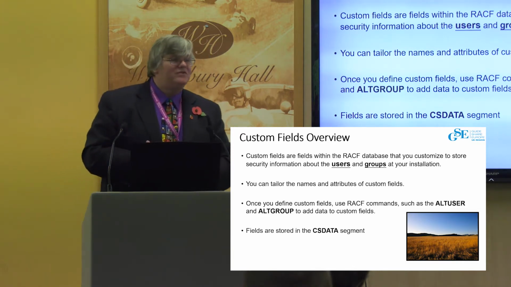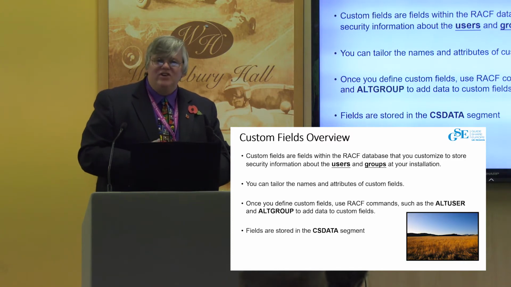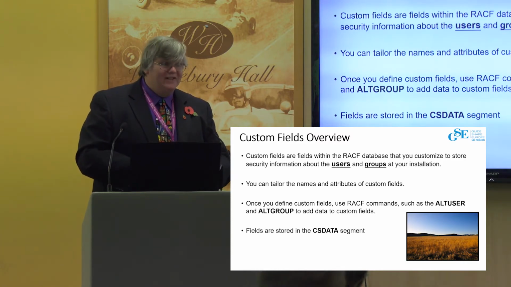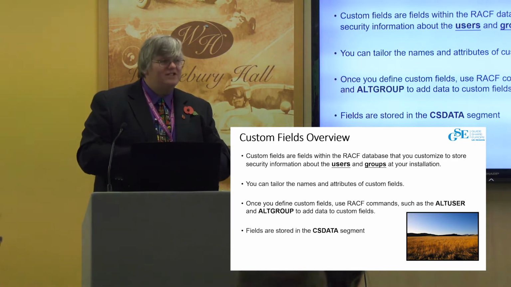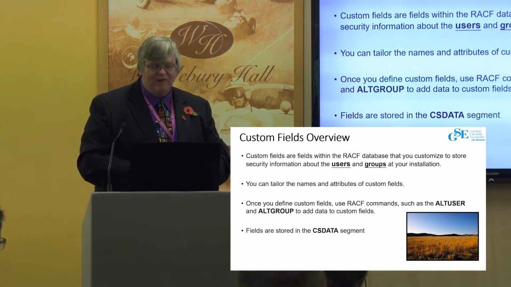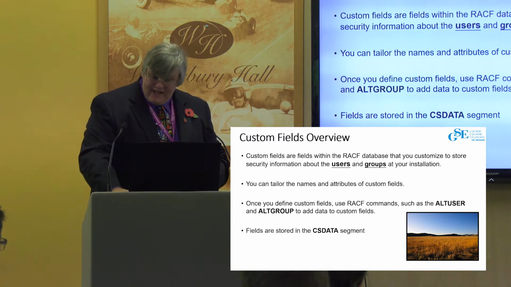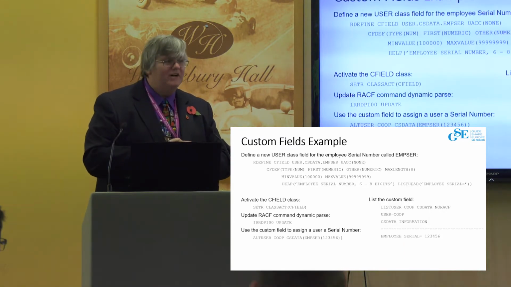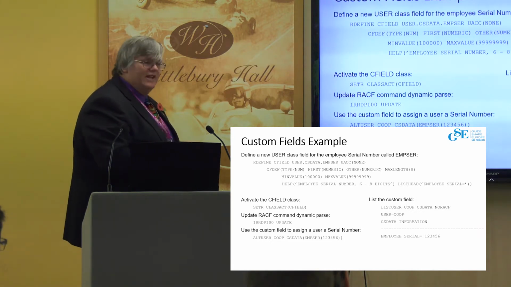And the concept with this was very straightforward. You do a little bit of setup, we'll show that in a moment, and then you could use the normal RACF commands, ALTGROUP, ALTUSER, LISTGROUP, LISTUSER, things like that, to see these custom fields displayed as part of the normal RACF commands. The magic occurs with profiles that you create in the CSDATA segment. And what do they look like? Well, RDEFINE CFIELD, custom fields, that's a class name, and then you define the field in a profile.